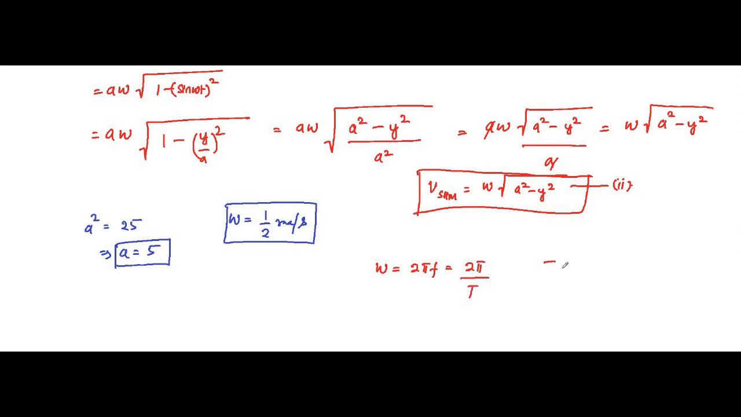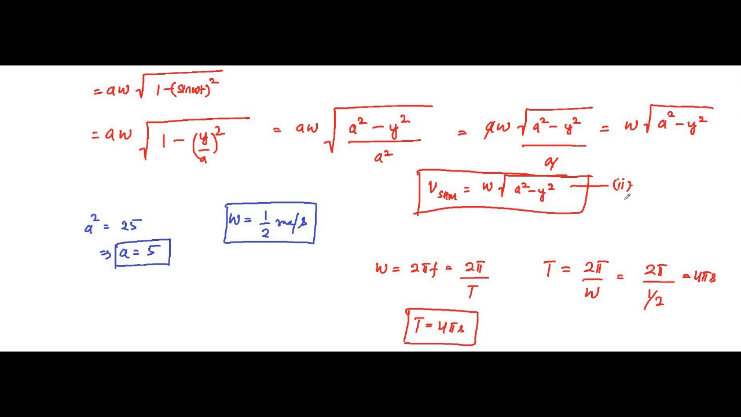So the time period is equal to 2 pi by omega, equal to 2 pi by 1 by 2, which is equal to 4 pi seconds. So the time period is equal to 4 pi seconds.